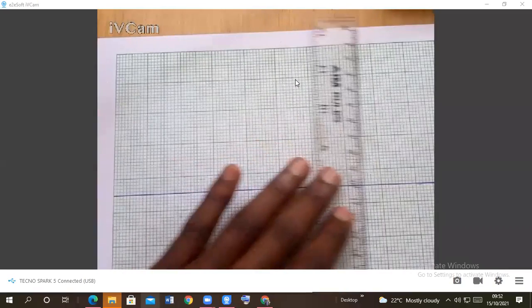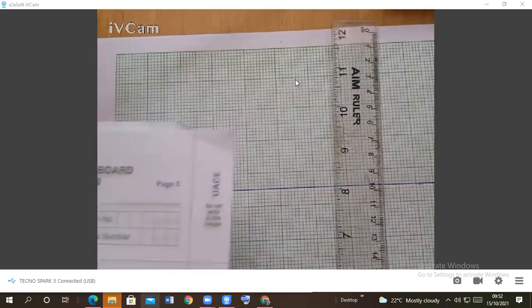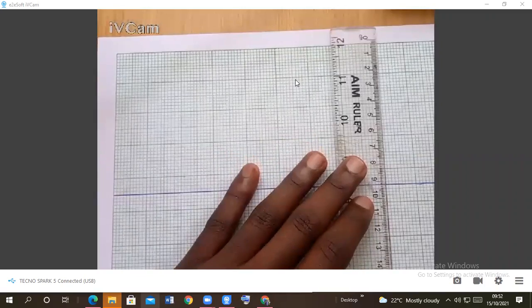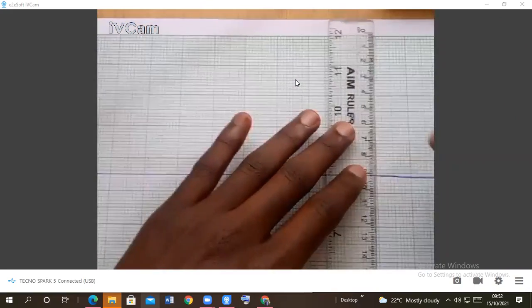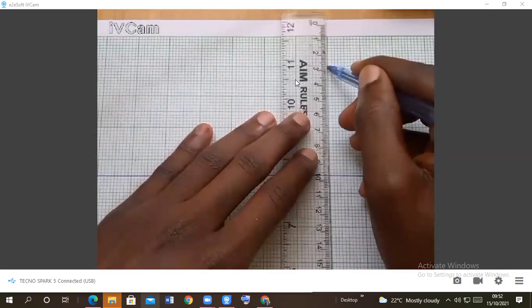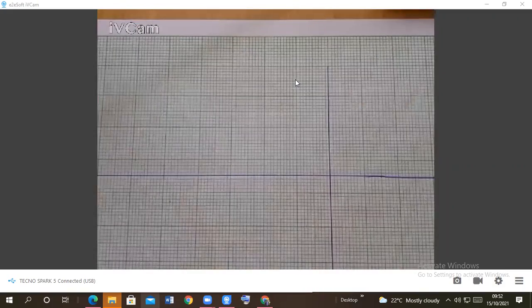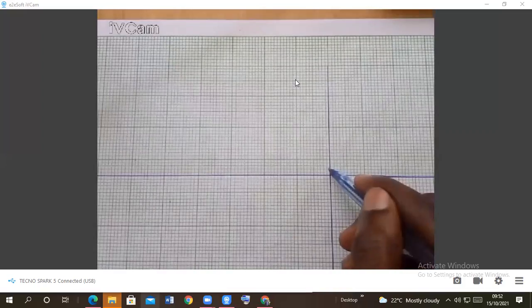Now we also draw a vertical line. Which type of mirror is this, members? Is it a concave or a convex? It's a concave. And since it's a concave, we give it more space on the other side. So I can draw mine here. I just draw a vertical line like that. Where the two lines are meeting, that point will become the pole of the mirror.